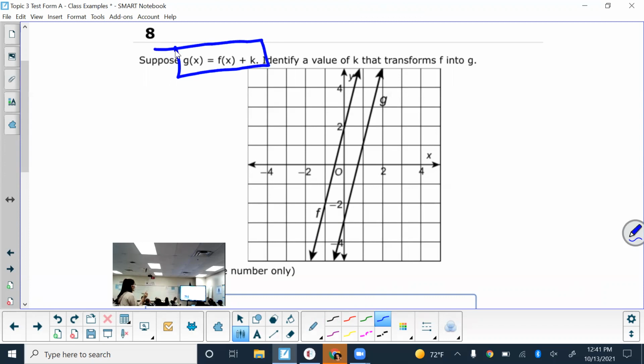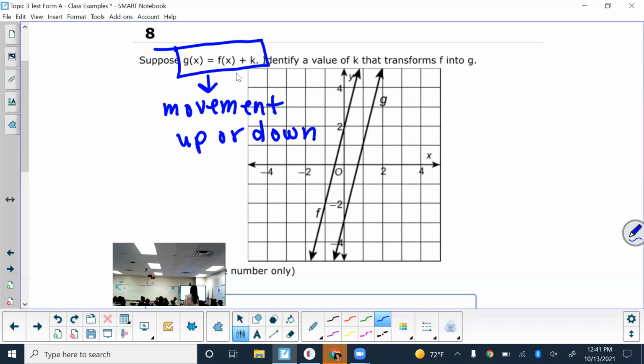All right, when it's a number being added, this time outside the parentheses, like this, you should recognize that it is going to be movement up or down. So as soon as you see this formula, you know it's moving either up or it's moving down. The movement depends on the value of k. So if k is positive, you're moving up. If k is negative, you're moving down.